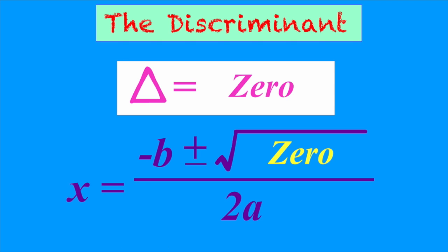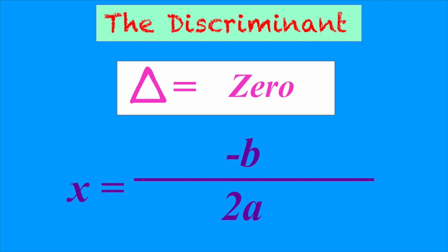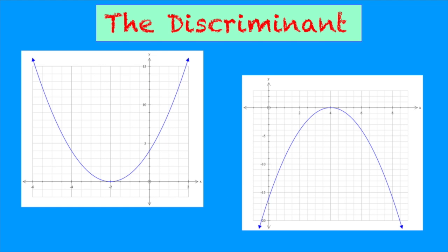Now in the case where the discriminant is equal to 0, when you square root 0 you get plus or minus 0. So in this case you only get one solution of negative b on 2a that you can see here. And for functions where the discriminant is equal to 0, you're going to get graphs that look like these, where the turning point is right on the x-axis, giving us only one x-intercept.